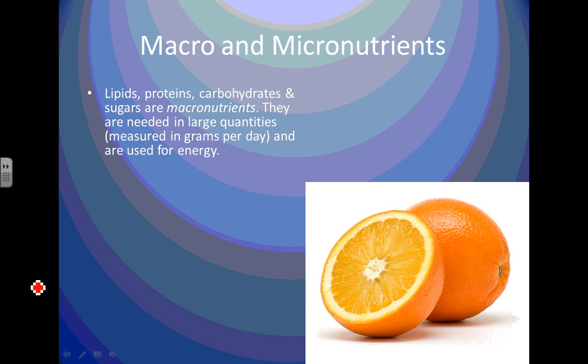Now, lipids, proteins, carbohydrates, sugars, these are all macronutrients, and what that means is that we need them in large quantities. Macro meaning large, we can measure them in grams per day. These are used for energy generally, except for fiber. Fiber is also a macronutrient, but it's not used for energy. It's basically used to keep you regular, to make sure you poo correctly.